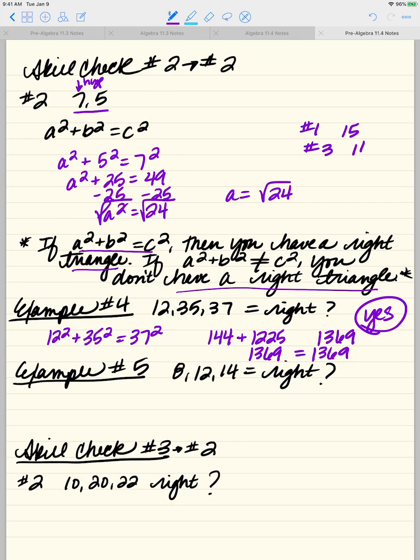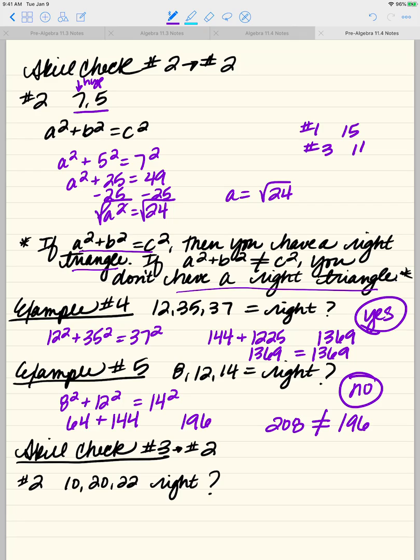How about a triangle that has sides of 8, 12, and 14? 8 squared plus 12 squared, is that equal to 14 squared? Let's see. Okay, 8 squared is 64, 12 squared is 144, 14 squared is 196. 64 plus 144 is 208. 208 is not equal to 196, so no, this is not a right triangle.